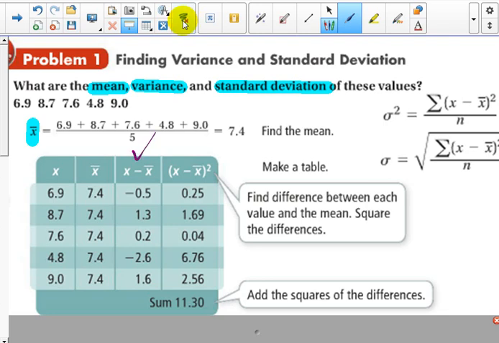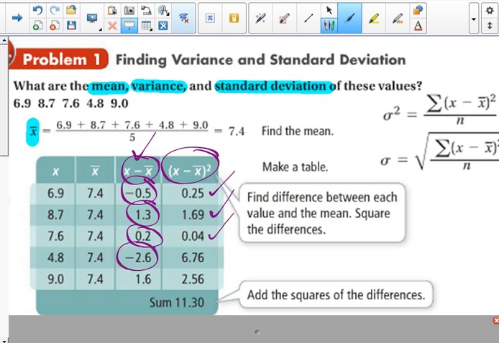The last column is to take this number and square it. So negative 0.5 squared is 0.25. 1.3 squared is 1.69. 0.2 squared is 0.04. Negative 2.6 squared is 6.76. 1.6 squared is 2.56.